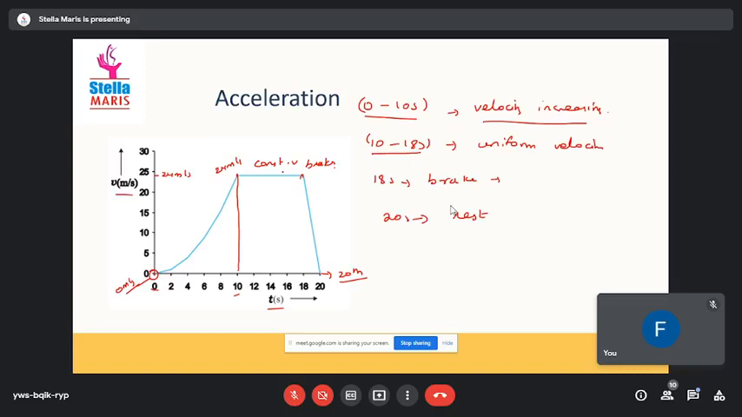Come on, you can be quick, no? Am I audible, ma? Yes, sir. Okay. So what is the acceleration between 10 to 18 seconds? Between the time interval 10 to 18 seconds. You can quickly say.